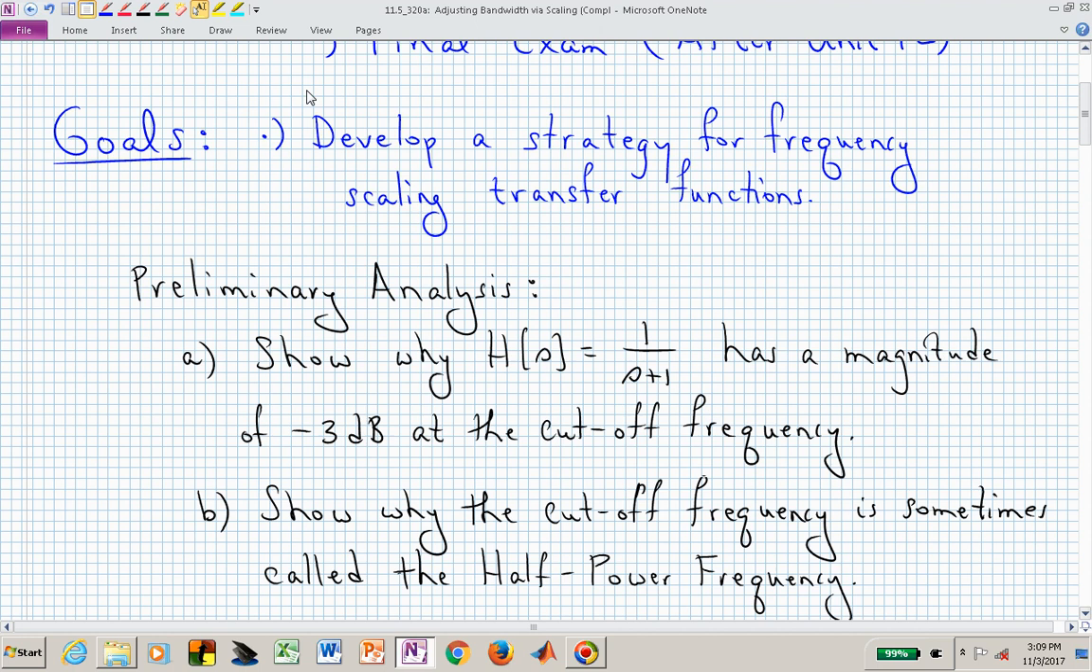One, let's show why a transfer function given by 1 over s plus 1, a first order transfer function, has a magnitude of minus 3 dB at the cutoff frequency. And let's also show why the cutoff frequency, which you might sometimes hear people refer to as the half power frequency, is the same. Why are those the same? So let's look at those before we return to our main goal for this video, which is to develop a strategy for scaling transfer functions.